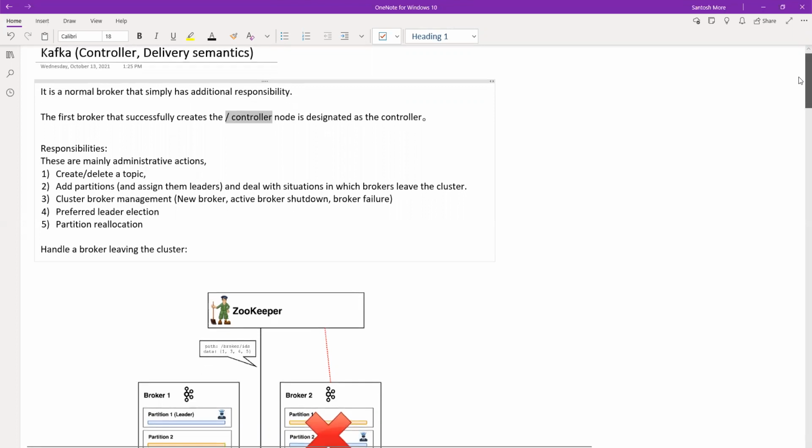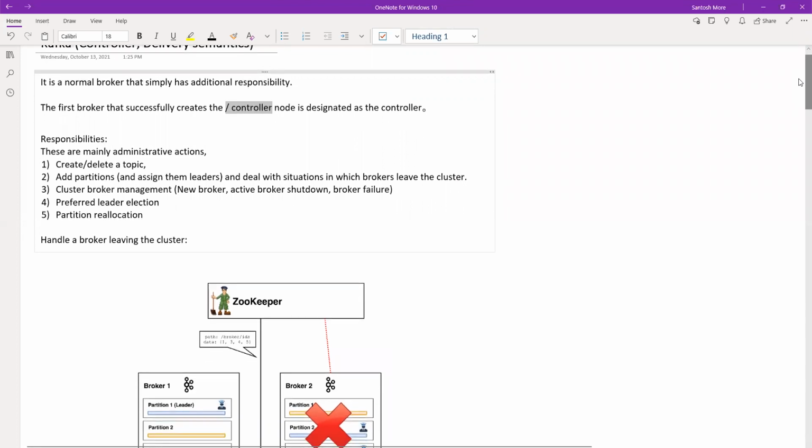And how it moves the responsibility from one broker to another, we'll discuss later. But that is very clear, right? Any broker can be a controller broker. It does not have to have very specific configurations, not like that. Any broker can become one. And the responsibilities of a controller broker are mostly administrative actions.